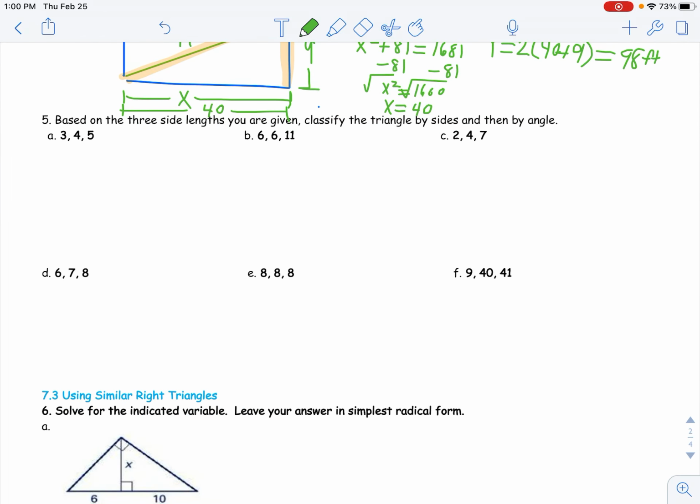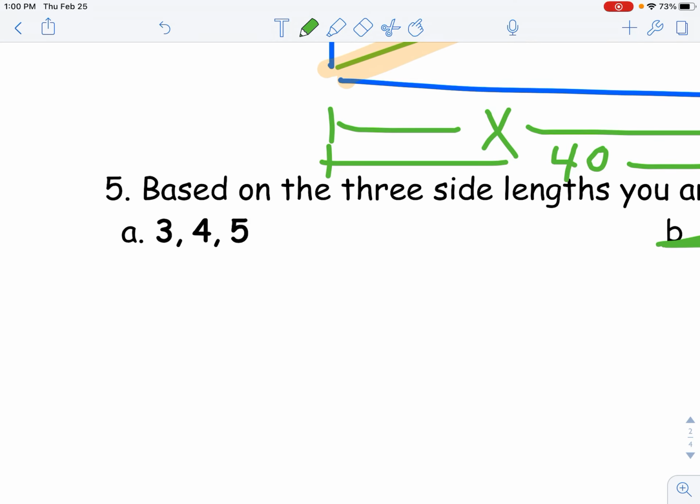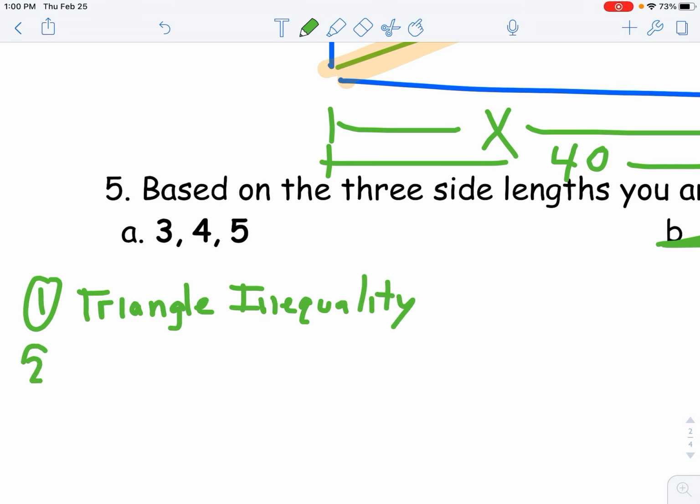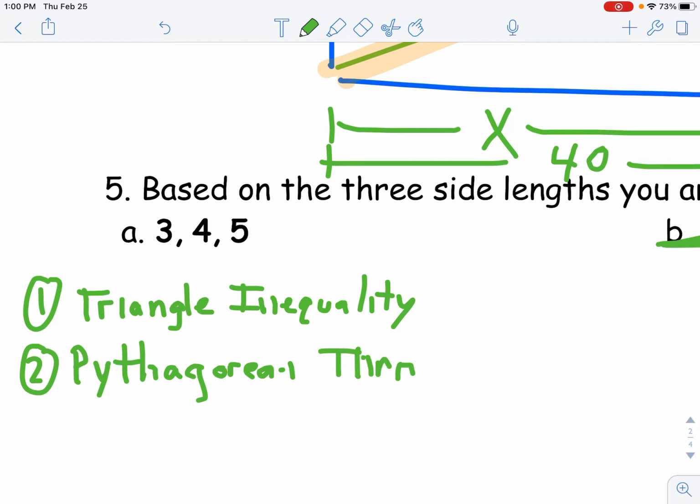Now, based on the 3 side lengths you are given, classify the triangle by sides and then by angle. So remember, let's see, I'm going to skip this one, and this one. All right, don't want to make the videos too long. Anywho, remember you must first do the triangle inequality theorem. Then you do Pythagorean theorem. So you must first determine if it makes a triangle, and then see what kind of triangle it makes.